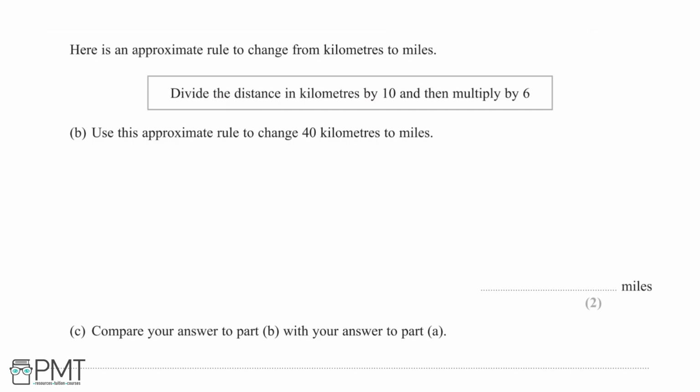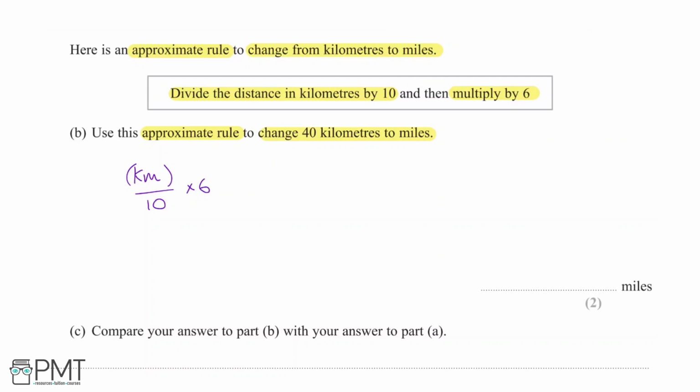We are then told here is an approximate rule to change from kilometers to miles. We have to divide the distance in kilometers by 10 and then multiply by 6. Part B has asked us to use this approximate rule to change 40 kilometers to miles for 2 marks. So what we're going to do is rewrite this as some sort of rule. We have our distance in kilometers, divide by 10 and times by 6.